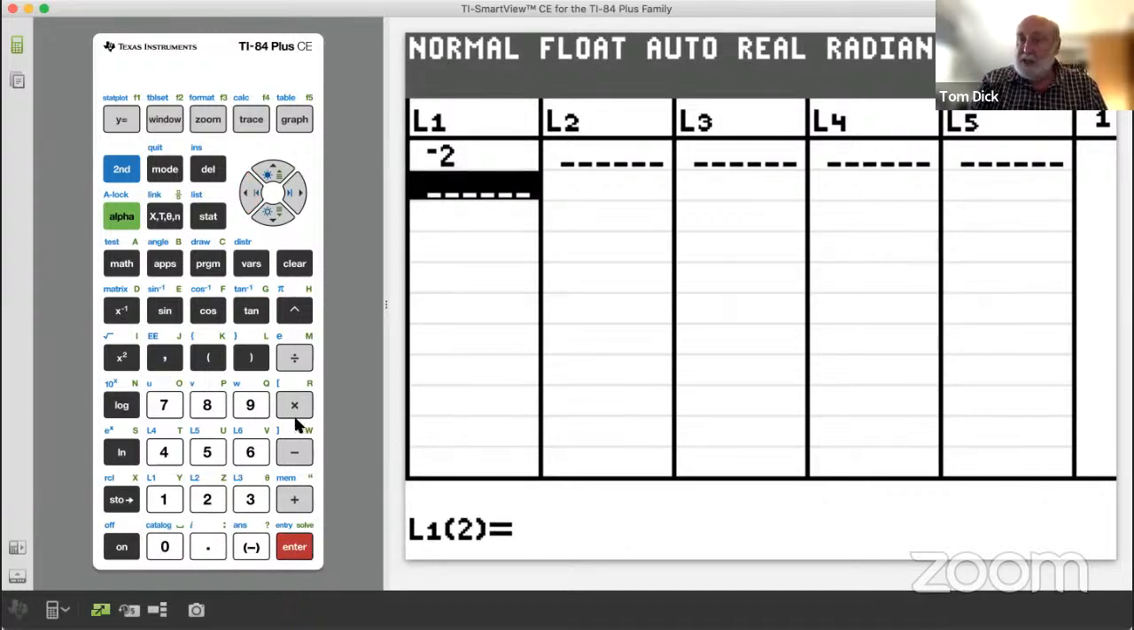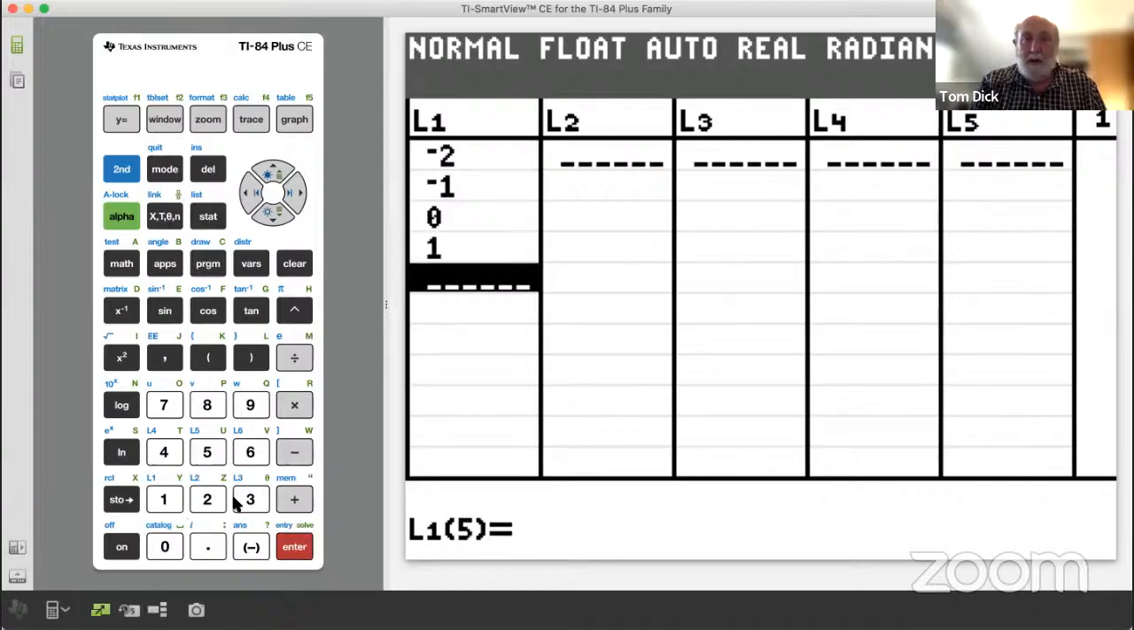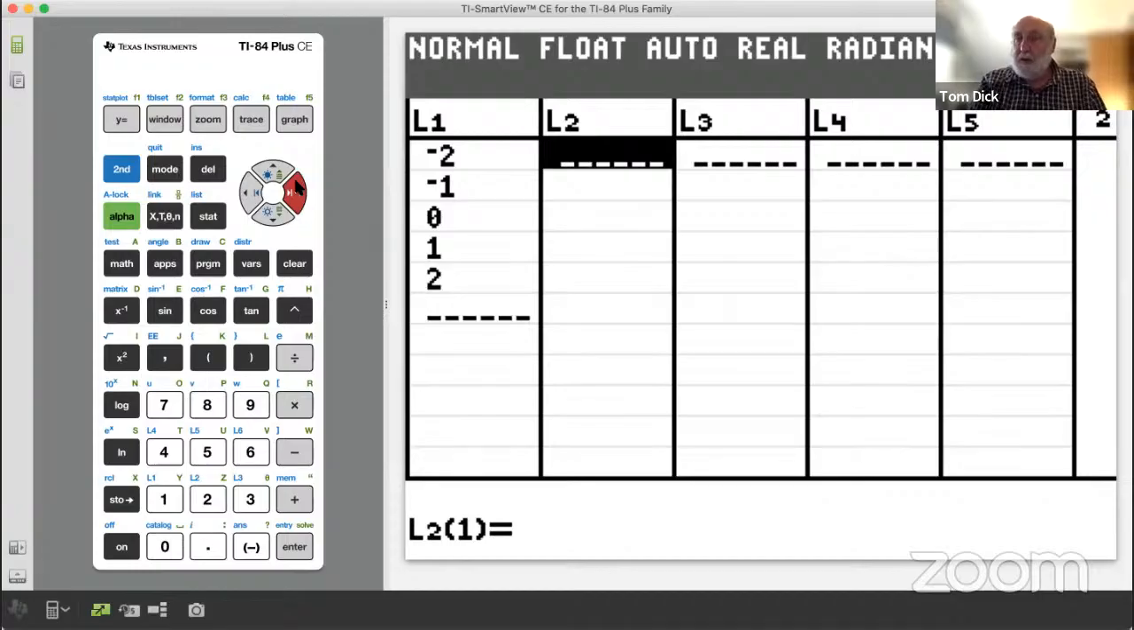When I hit enter, it just automatically moves down to the next spot. -1, 0, 1, and 2. All right. And then I'll move over to list 2. These are going to be the corresponding function values. So you can think of that first list as our x values. This is going to be the function values that go with those x values.